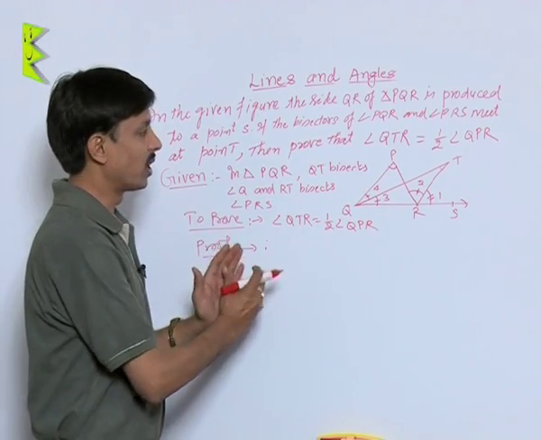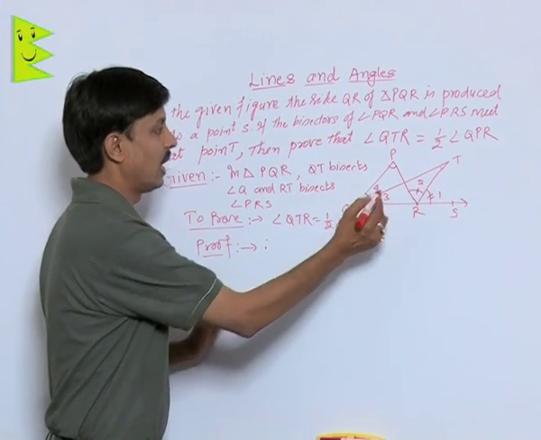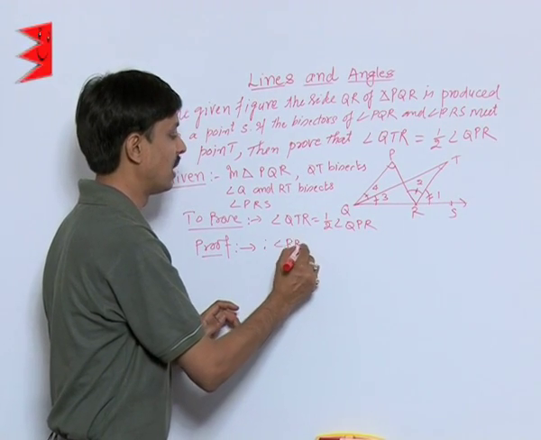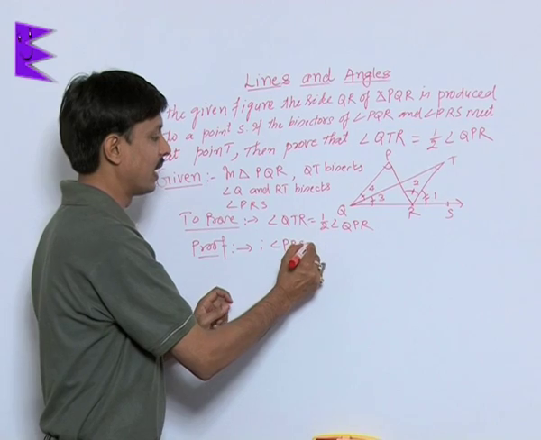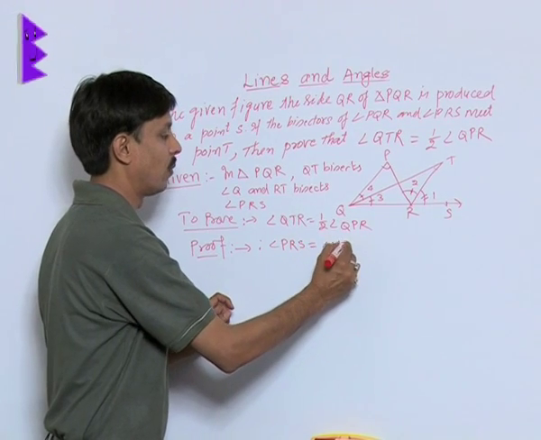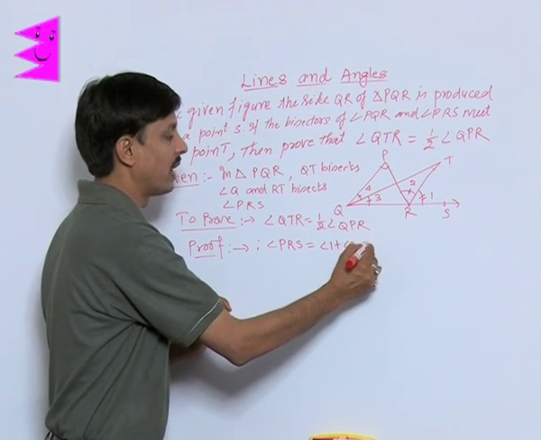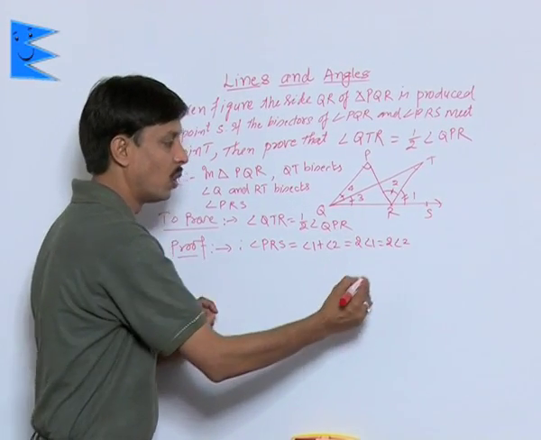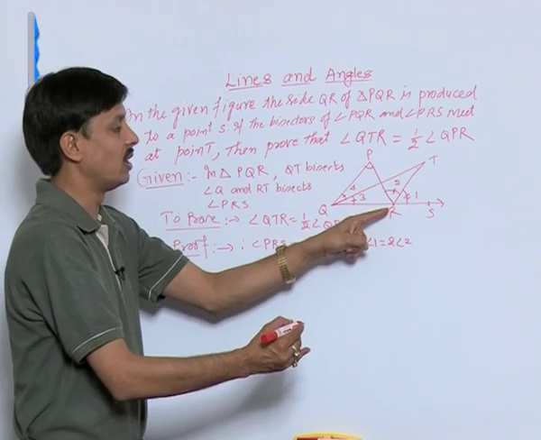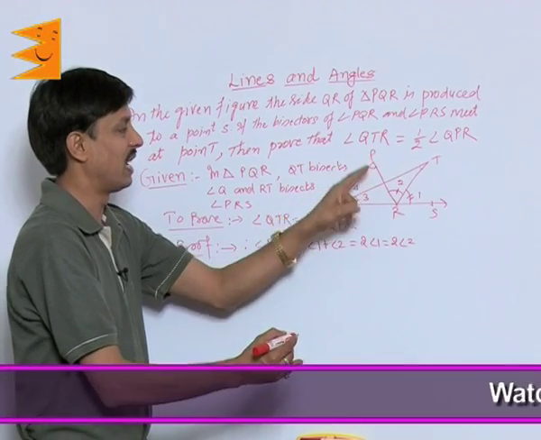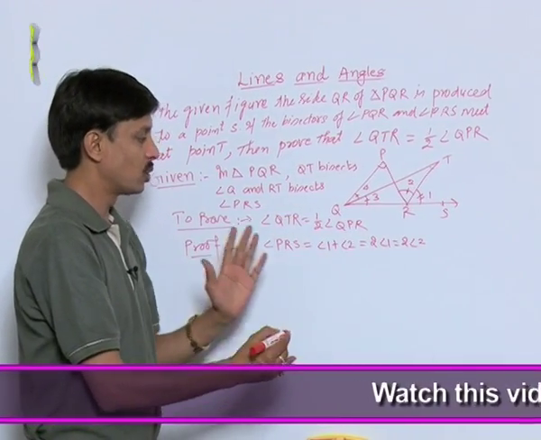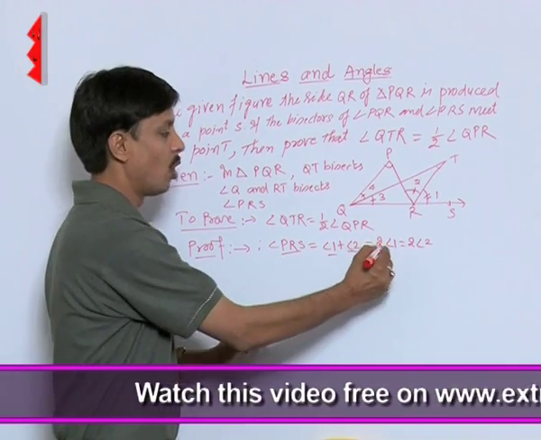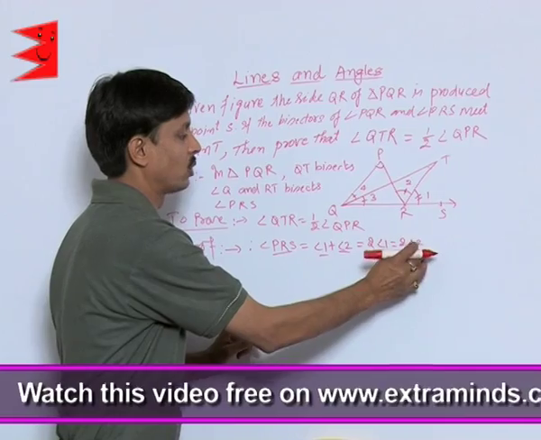Now I want to tell you the proof. Exterior angle PRS is the sum of angle 1 and angle 2, or I can say it is twice of angle 1 or twice of angle 2. The reason being, 1 and 2 are equal as RT bisects angle PRS. So angle PRS, or angle 1 plus angle 2, or twice of 1 or twice of 2.